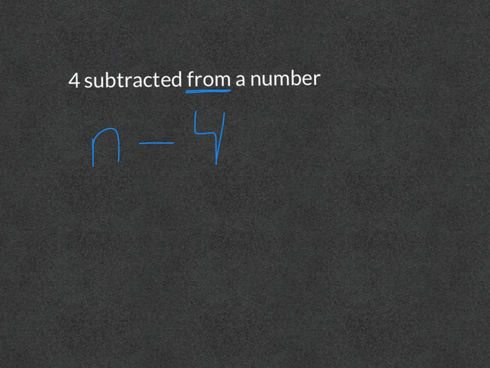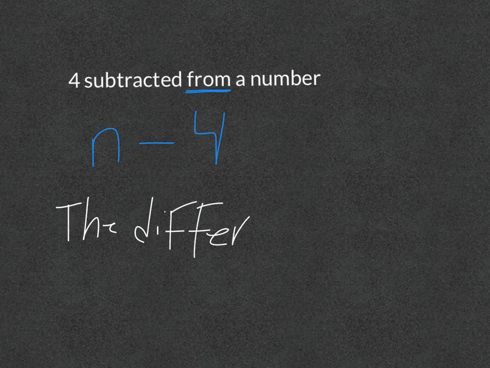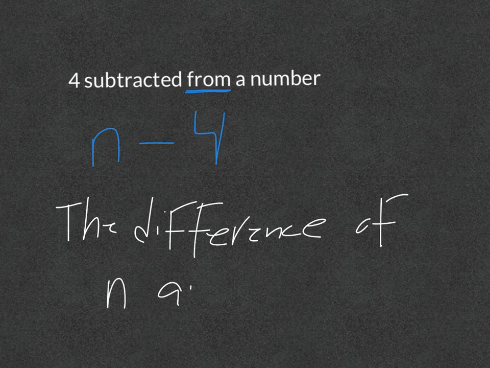So then what's another way we could say this? We could say the difference, or, I don't know if I'm spelling this right, but the difference of n and 4, or the difference of a number and 4. And that would be a way to go back to a verbal expression. Okay, and let's do one more example together.